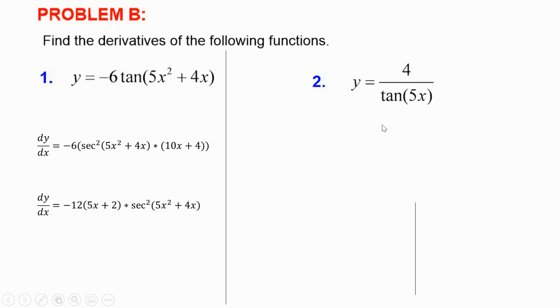Let's get to number 2 for tan functions. Y equals 4 over tan 5x.